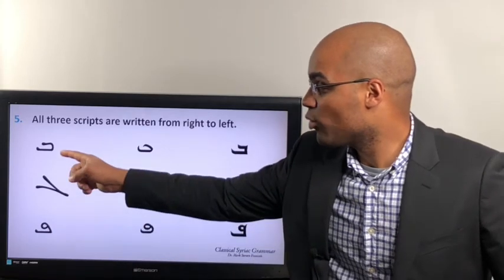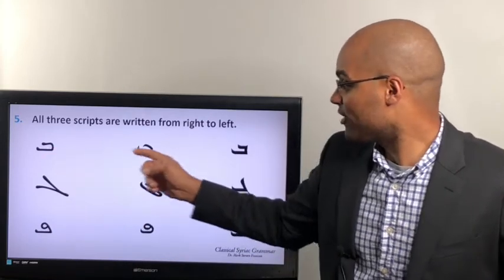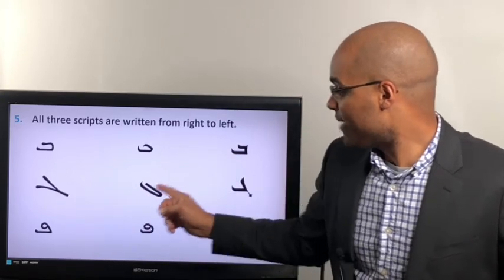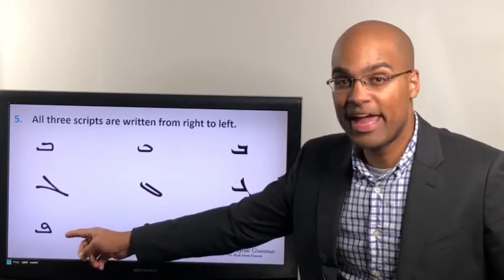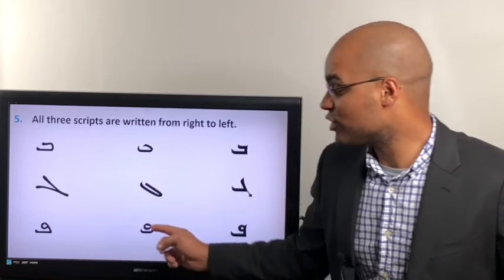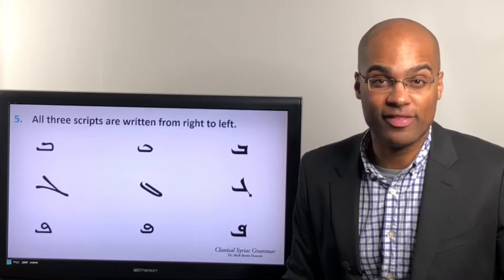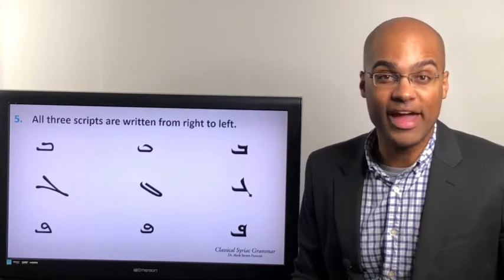We have the Beith, which opens to the left, Beith as well, Beith in the other scripts, Gamal, same thing, and then we have the letter Pei as well, where we have the opening going to the left. And that's because of the direction of writing that we have for Classical Syriac, going from right to left.